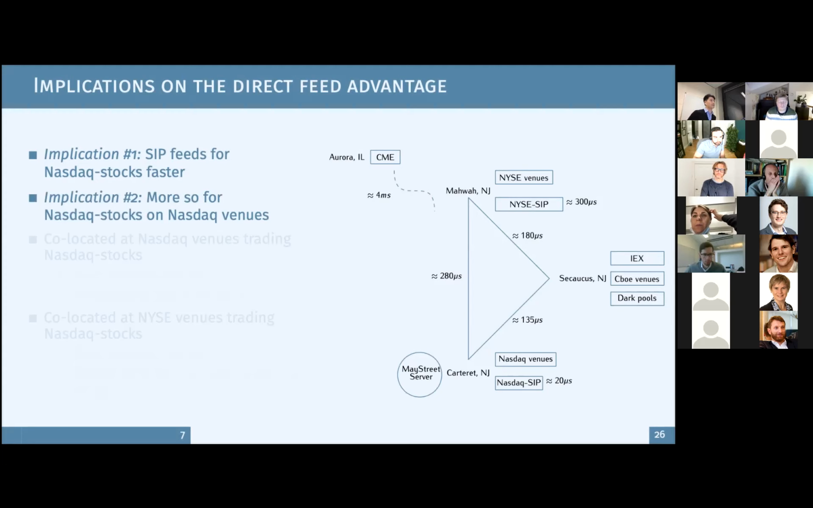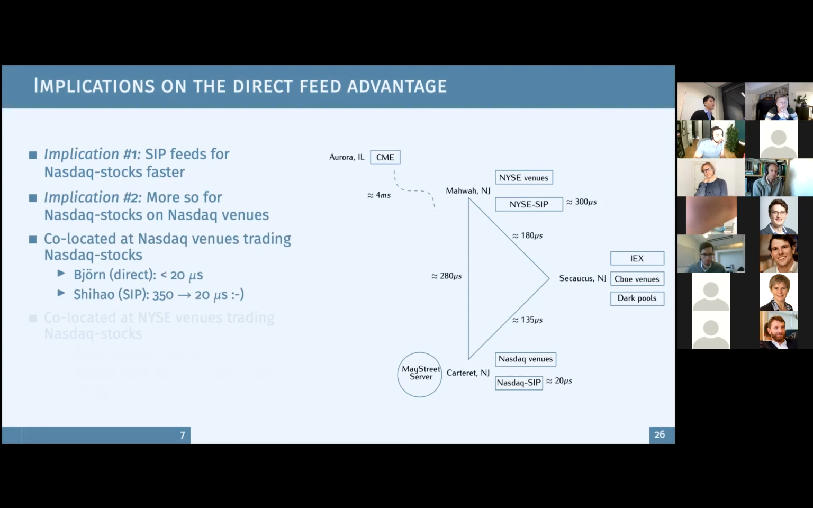And the second implication is more nuanced, and I'm trying to explain it in more detail. I'm trying to argue that the SIP upgrade to the Nasdaq SIP has a bigger impact for the Nasdaq venues compared to other exchanges, especially for trading Nasdaq stocks. So let's say that Beyond is a fast trader who subscribes to the direct feed, and I'm a slow trader who subscribes to the SIP.